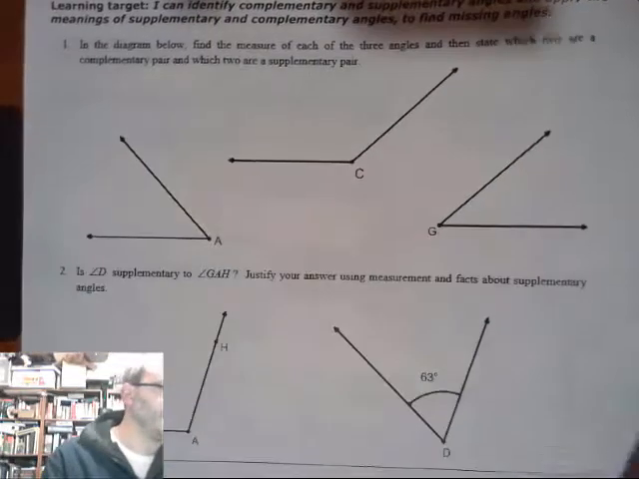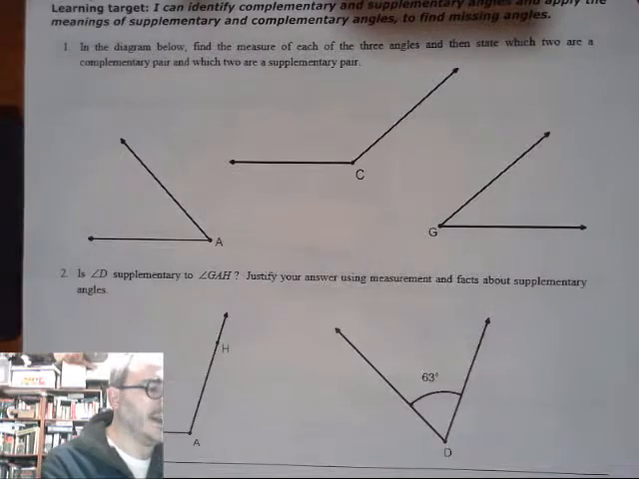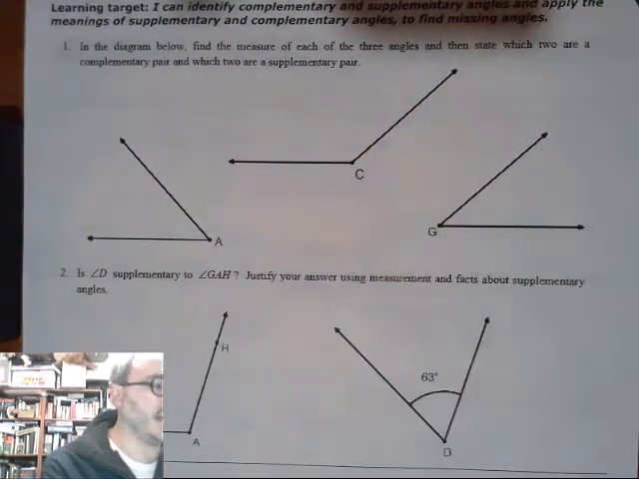All right, we have one more page, and then we're doing the check for understanding, and then the homework. And the check for understanding is going to be somewhat independent. I might set things up for you. We're moving towards independence on those. In the diagram below, find the measure of each of these angles, and then state which two are complementary pairs.